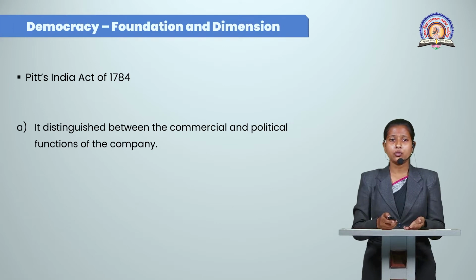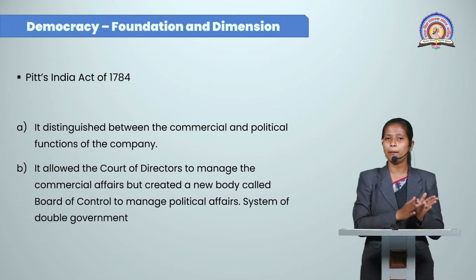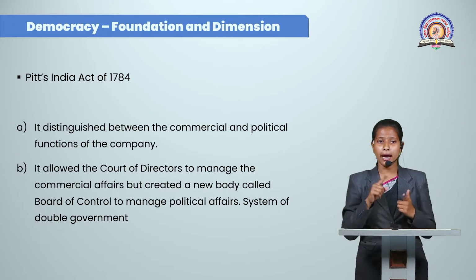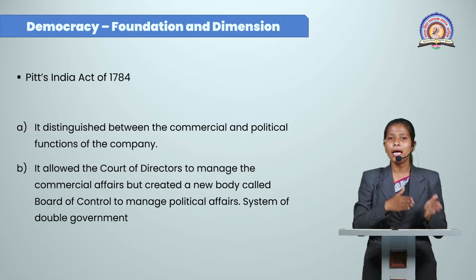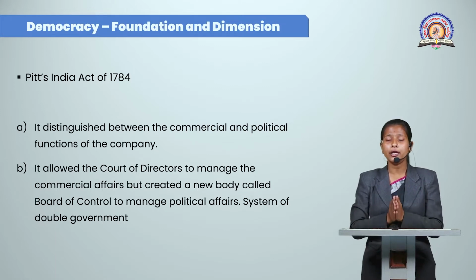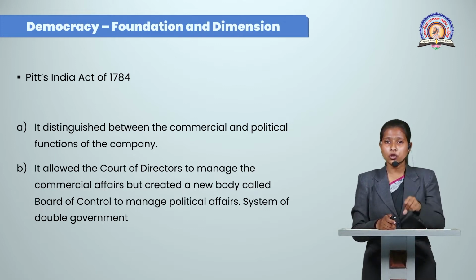Two bodies were made: the Court of Directors to manage the commercial affairs, and a new body called the Board of Control to manage the political affairs. At this stage, in 1784, the system of double government was formed. The commercial and political affairs were differentiated, and a hierarchy of government was formed. This was the first step for the constitution, that the system should be in two levels: the commercial level and the political level.